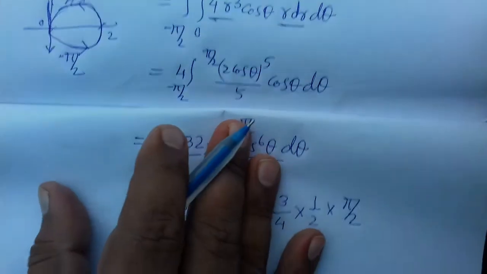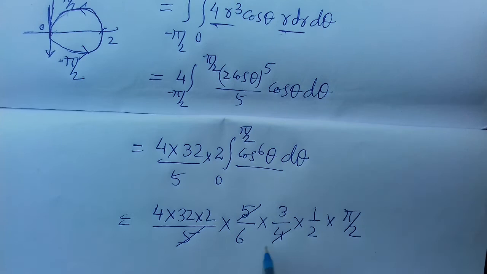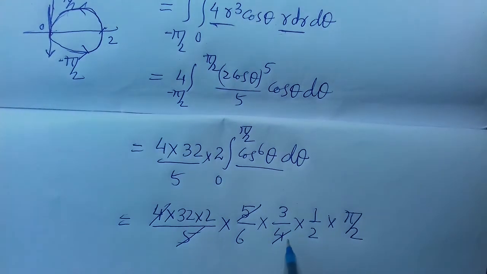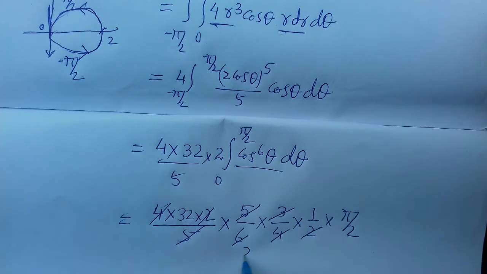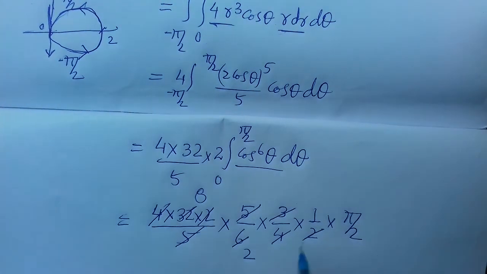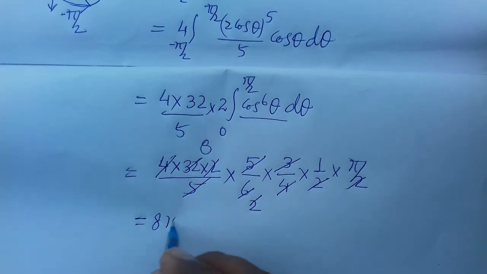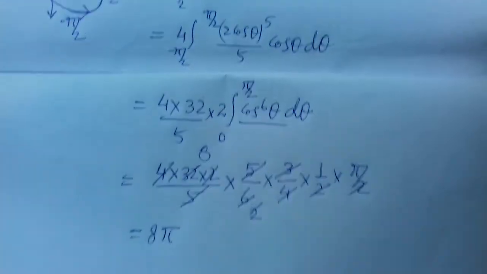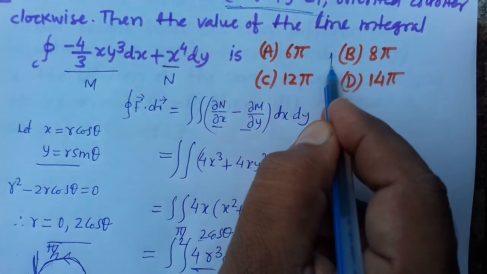Now we can cancel 5 with 5, 4 with 4, 2 with 2, 3, 2, and this 4 with 8. So we got 8 pi. You see 8 pi is in B. So B is our correct option.